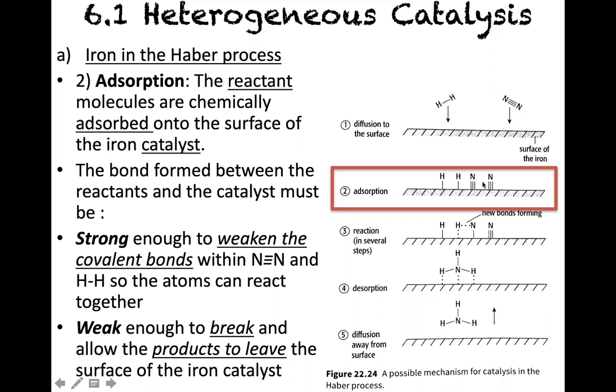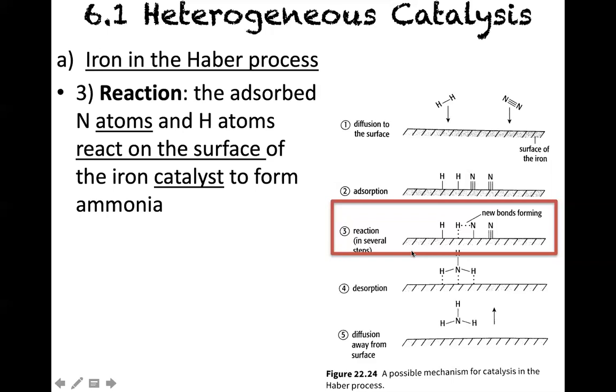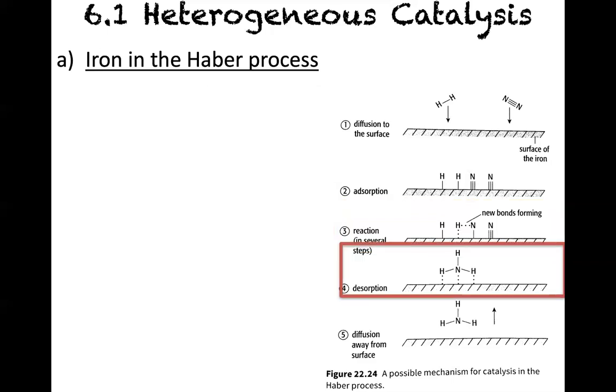Now, once you have atoms, the next stage would be reaction. Your atoms will combine. So for NH3, you need one nitrogen atom and you need three hydrogen atoms. That's why you need to break them down into atoms first, because you want to combine N with H. So reaction is happening on the surface of the catalyst.